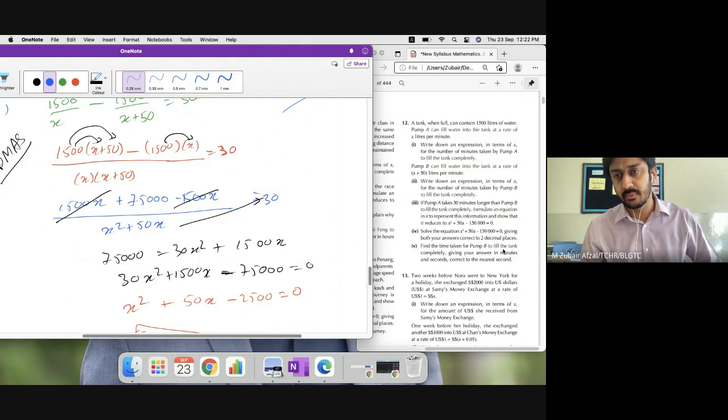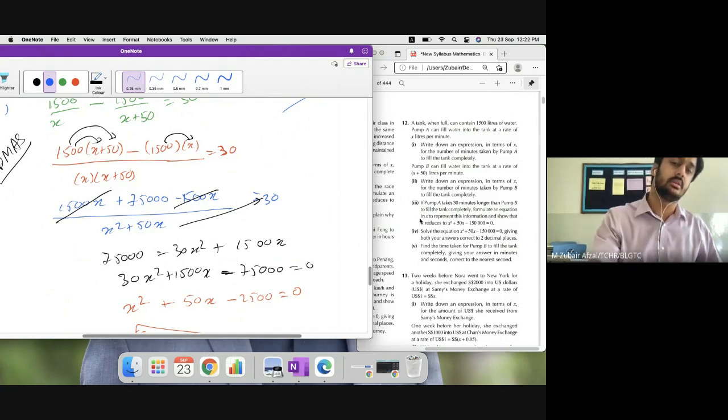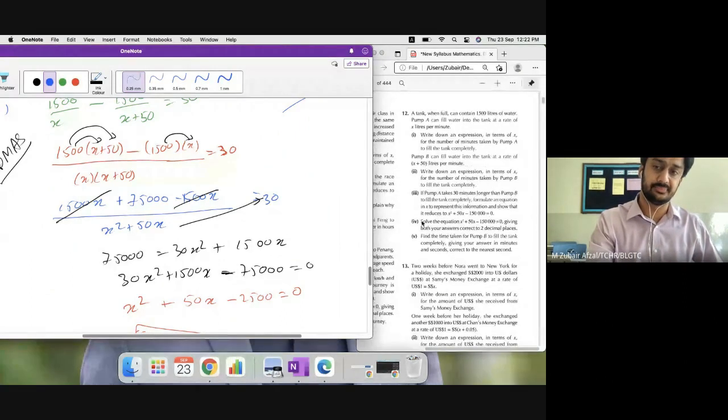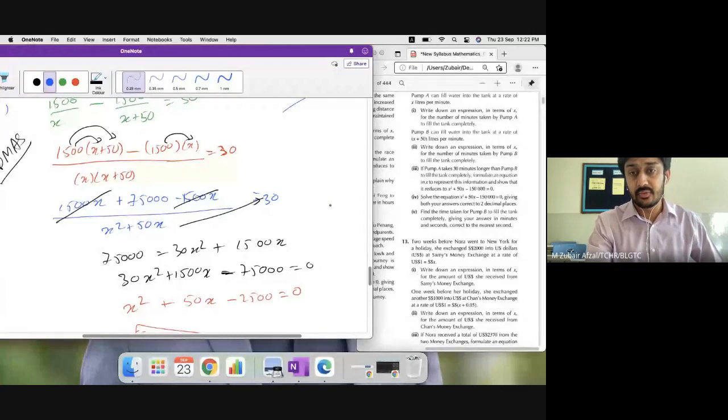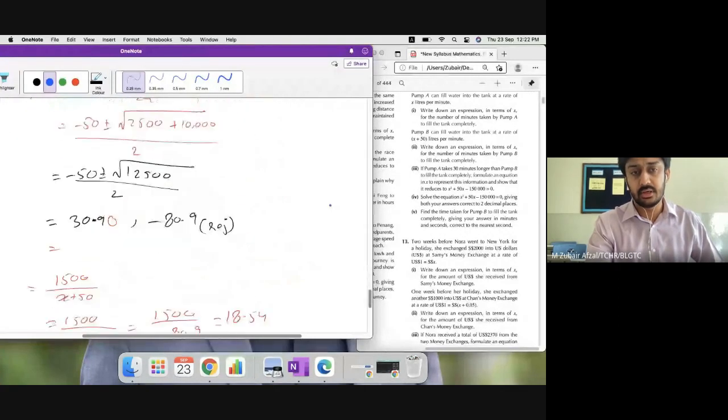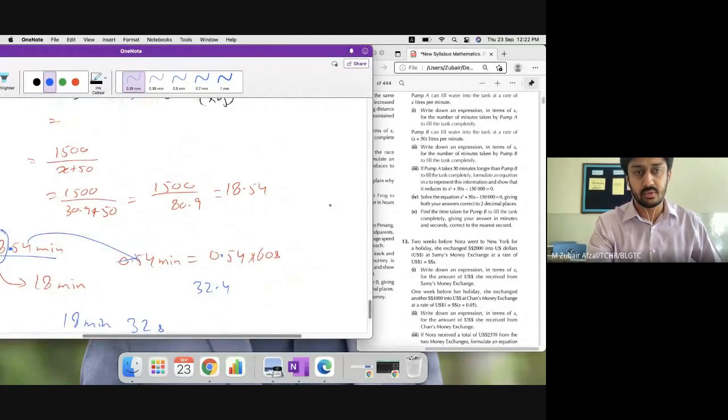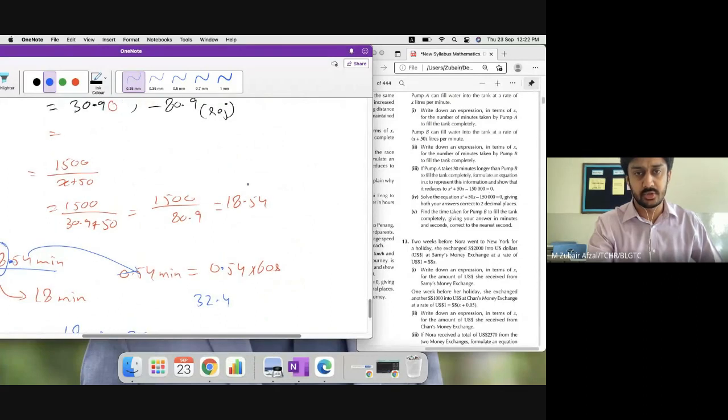Find the time taken for pump B to fill the tank completely. Give your answer in minutes and seconds. Okay, done. Fill the tank completely. This is 1500 over this. It took this many minutes.